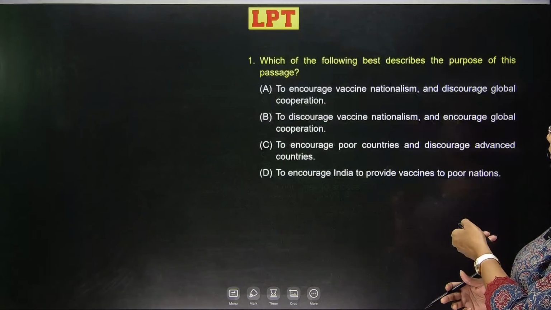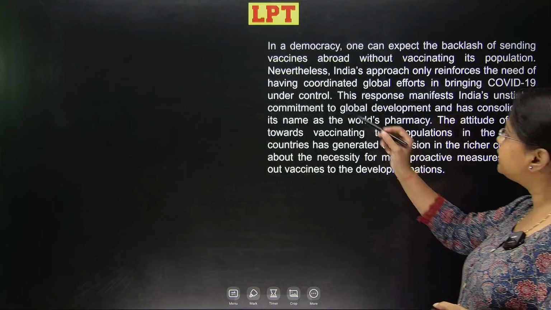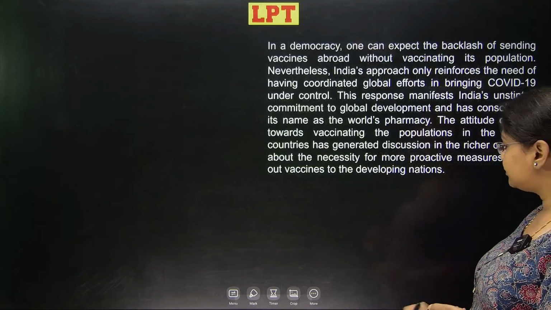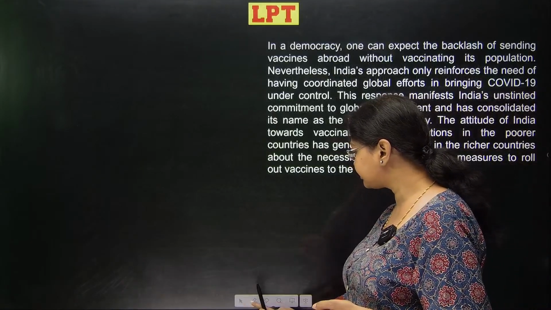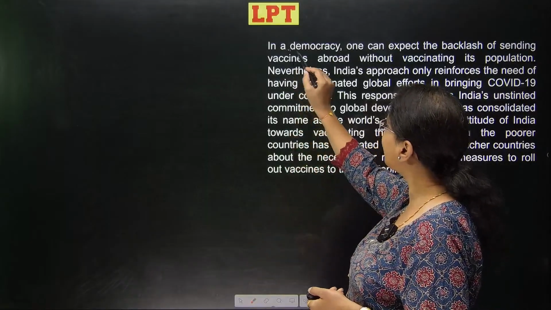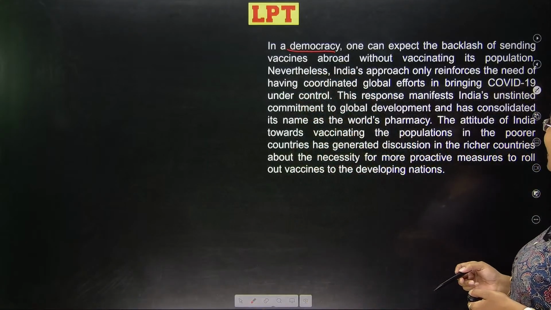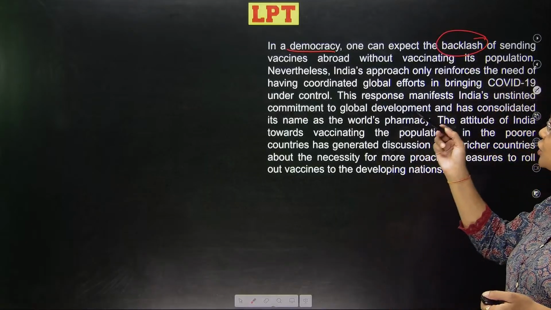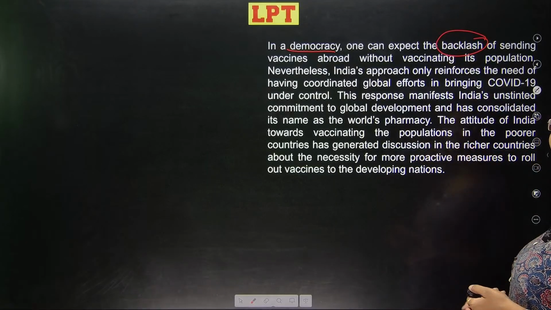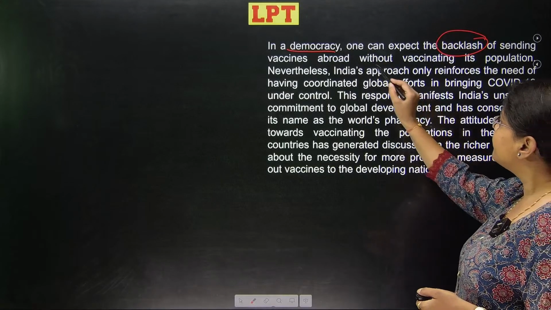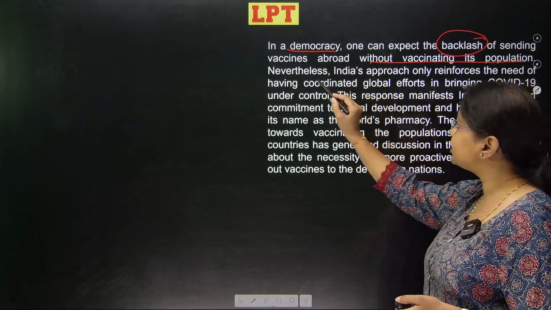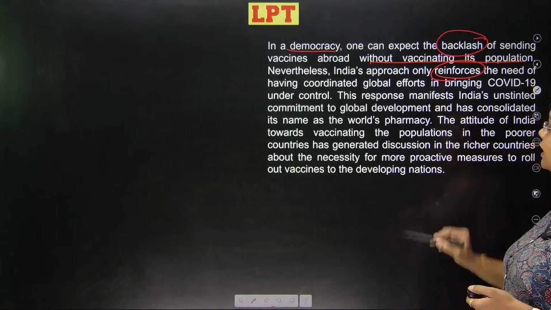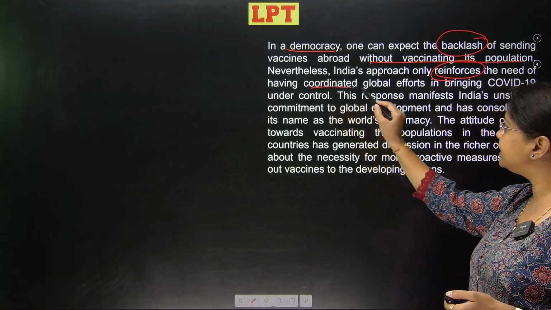Okay, then in a democracy, one can expect the backlash. So you talk about criticism that is inherent there. So in a democracy, one can expect the backlash of sending vaccines abroad without vaccinating the population. Nevertheless, India's approach only reinforces the need of having coordinated global efforts.